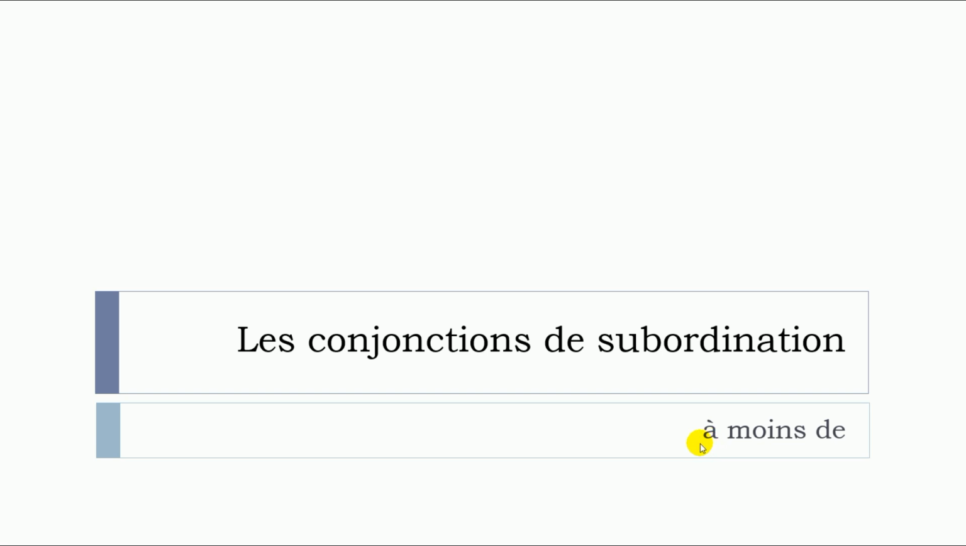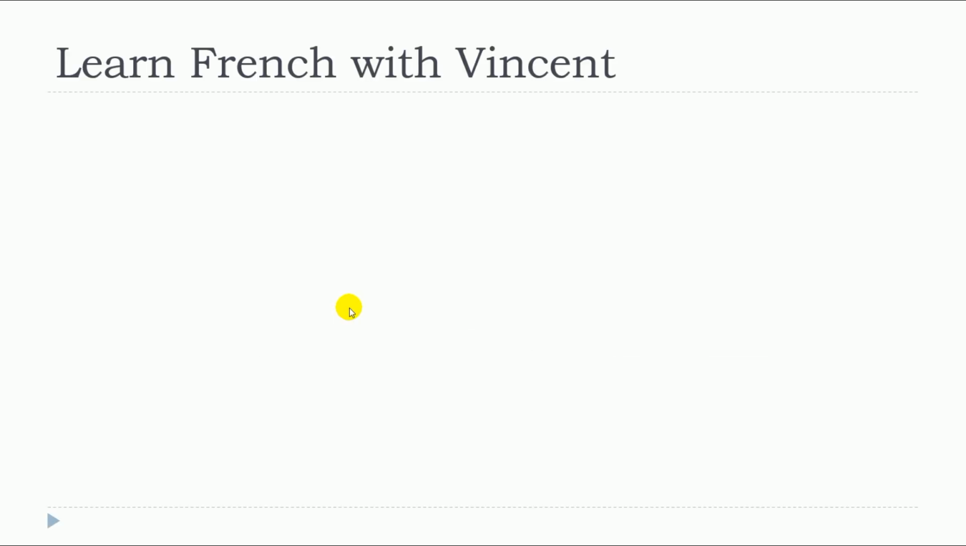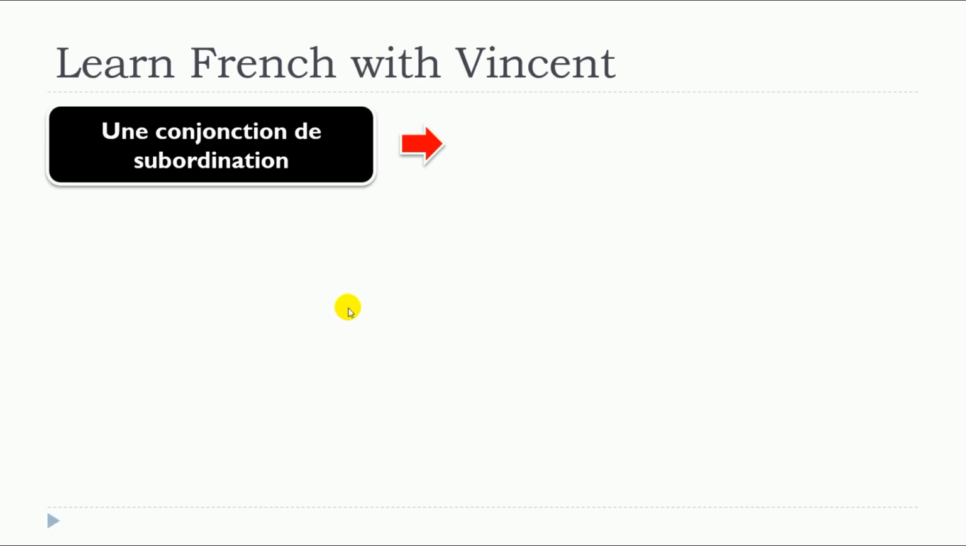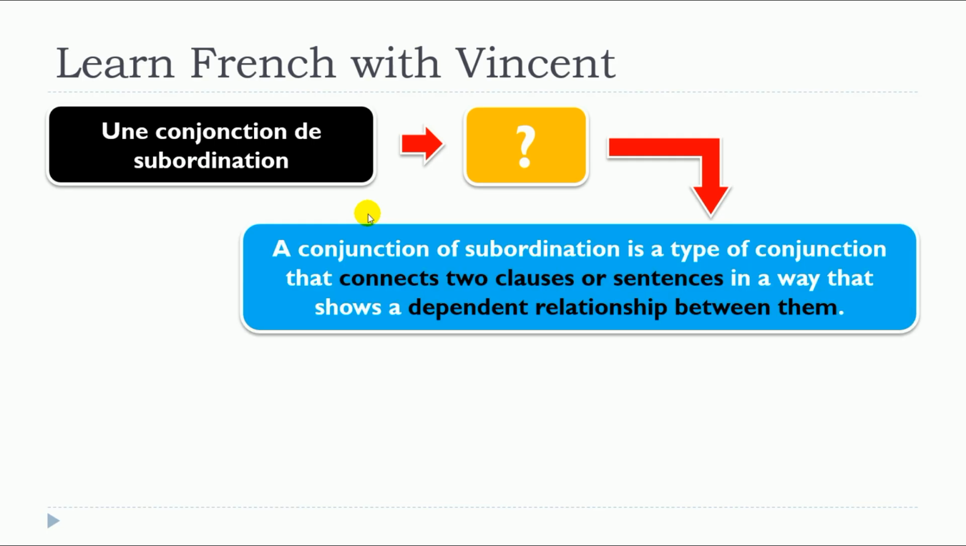In this lesson, we will see together les conjonctions de subordination, but more precisely, we will see à moins de. So let's start from the beginning with the question, what is une conjonction de subordination?